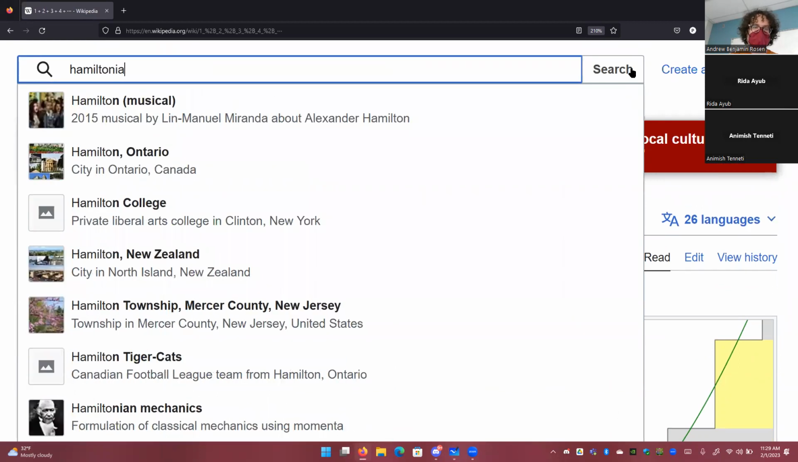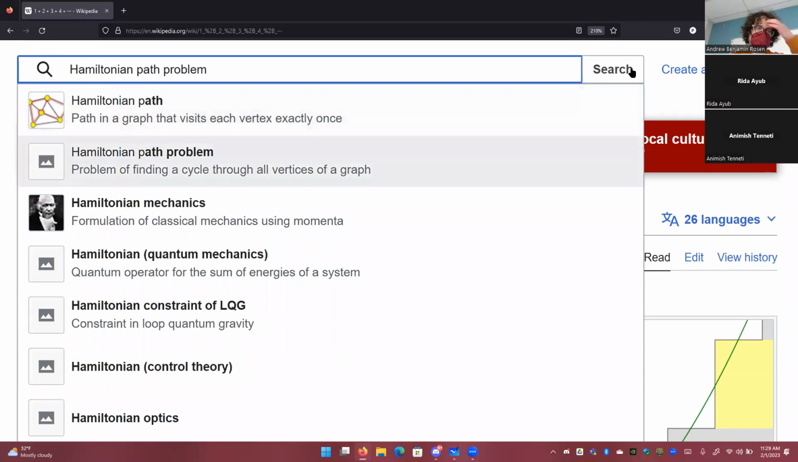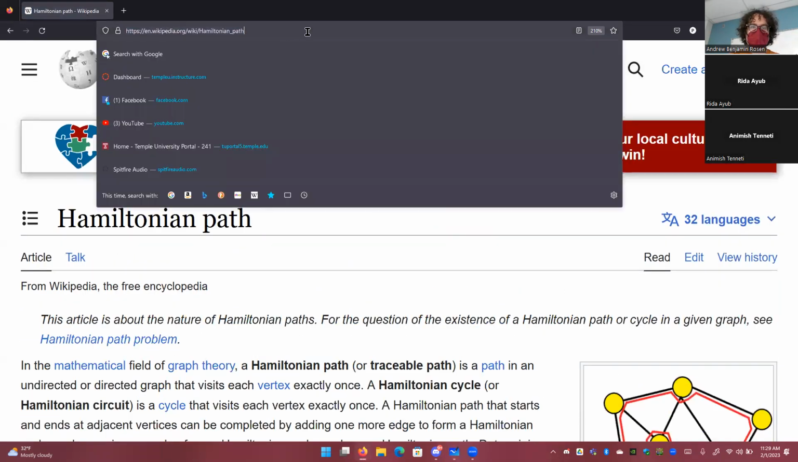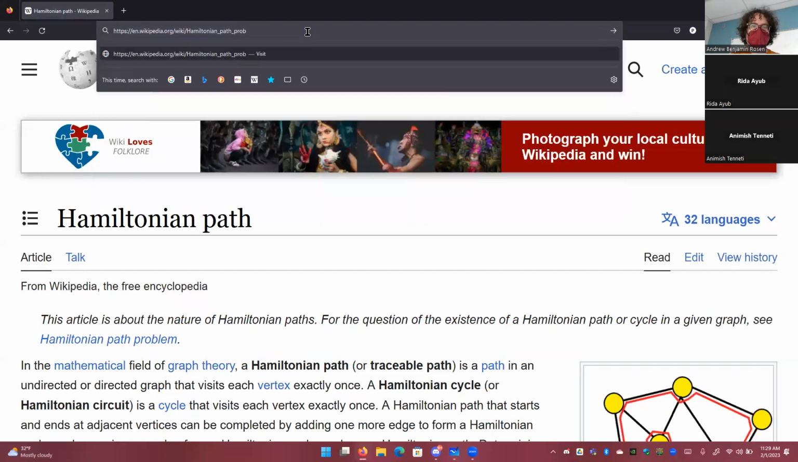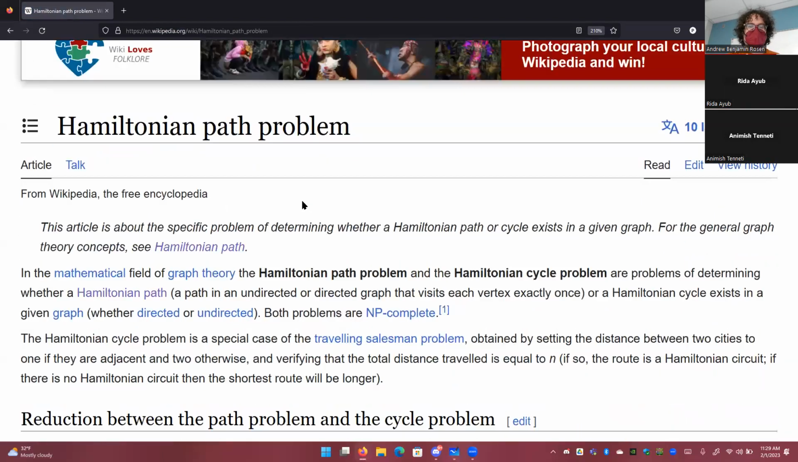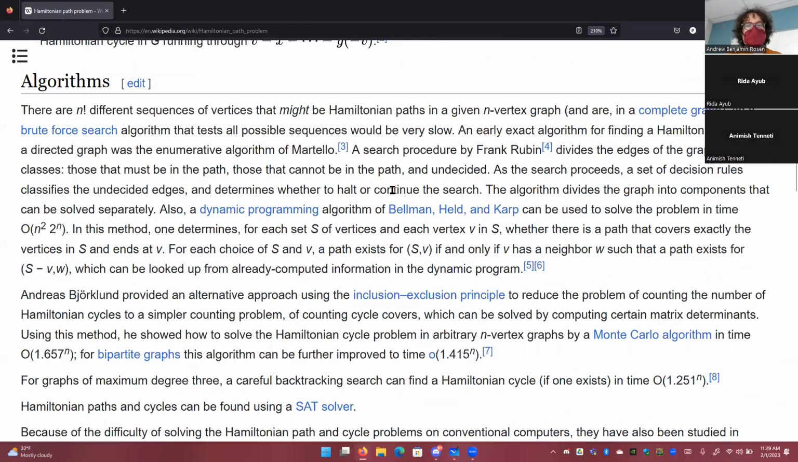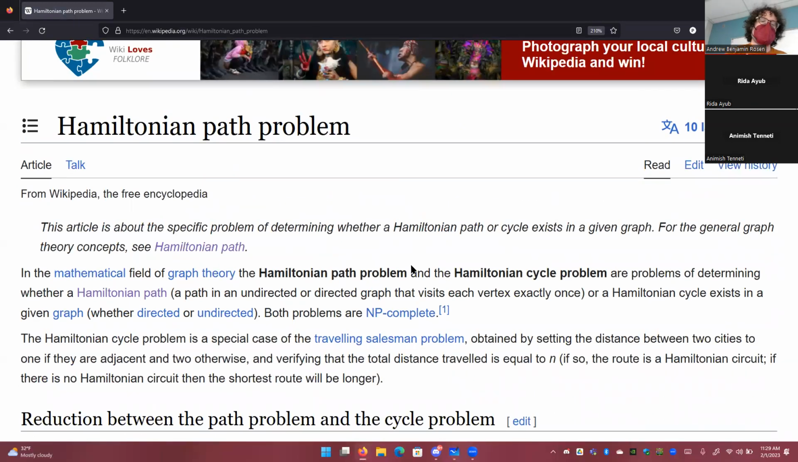Hamiltonian path. Let's see, there was a Hamiltonian path problem, I think. Yep, determining whether or not a Hamiltonian path or Hamiltonian cycle exists on a graph is NP complete, as they say, which has a lot of fancy math behind it. Basically it means it's a very hard problem. Specifically, it's the kind of problem where it is easy to check the answer, but very hard to solve.